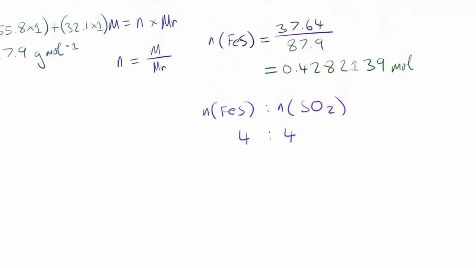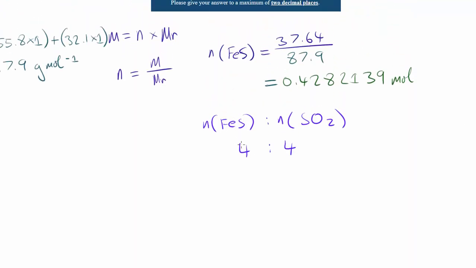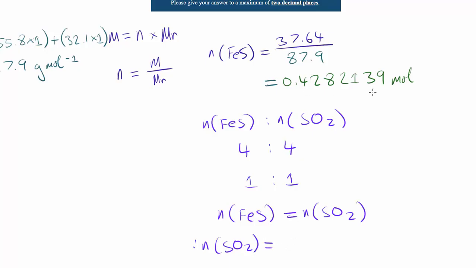Now, if we try and get the left-hand side to 1, we can do that by dividing it by 4. Of course, if we do that, we get 1. But if we're doing that to the left-hand side, we have to do it to the right-hand side. And so effectively, we get 1 to 1. What this means is that the number of moles of FeS is equal to the number of moles of SO2, because this indicates a 1-to-1 ratio, and based on that, we can say the number of moles of SO2 is equal to what we worked out for FeS.